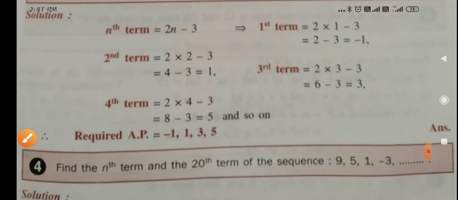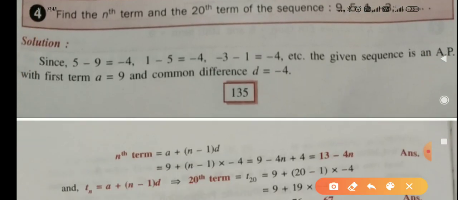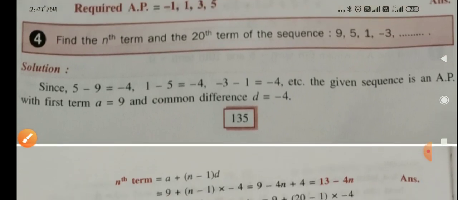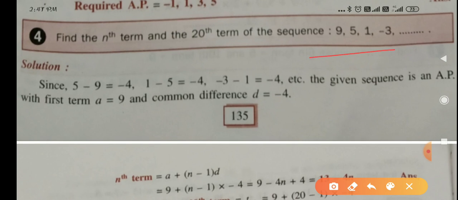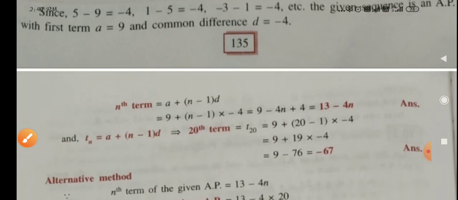Now the next example is coming. Example 4: find the nth term and 20th term of the sequence. You can see the sequence again: 9, 5, 1, minus 3, and so on. With the help of this sequence, you have to find the nth term and the 20th term. Just before I told you, the nth term is a plus (n minus 1) into d.